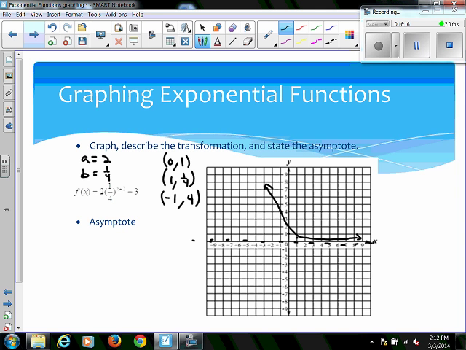We have plus 2 here. So this time we have a horizontal shift left 2 units. So I'm going to move these 3 points left 2 units. My asymptote is not changed. My new points will be negative 2, 1, negative 1, 1/4, negative 3, 4.